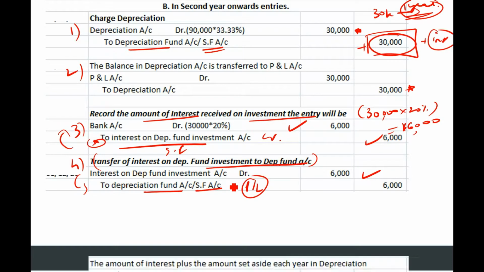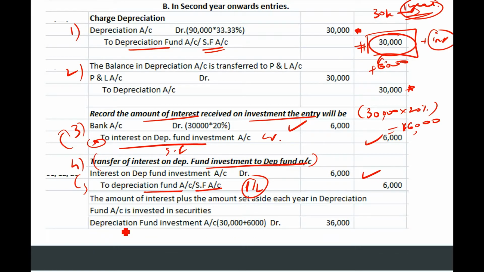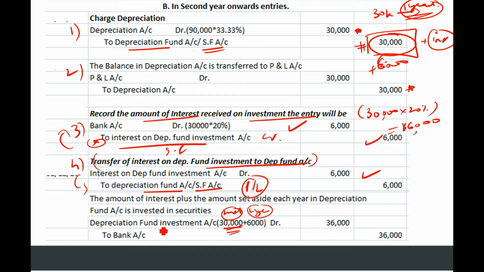After this, we need to invest the amount this year also. 30,000 plus 6,000 we will invest this year also. So the entry will be depreciation fund investment account, that is 30,000 for the second year plus 1 year's interest. We get 30,000 as interest plus this 30,000 we are investing in the current year. So the amount will be 36,000 to bank account 36,000. So this is the second year's entry.